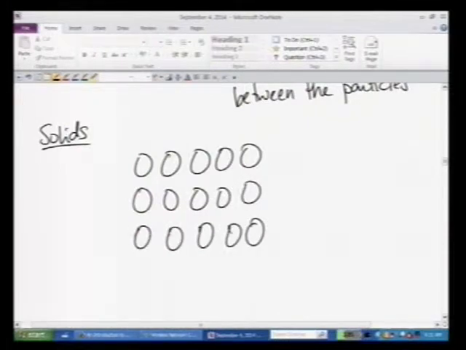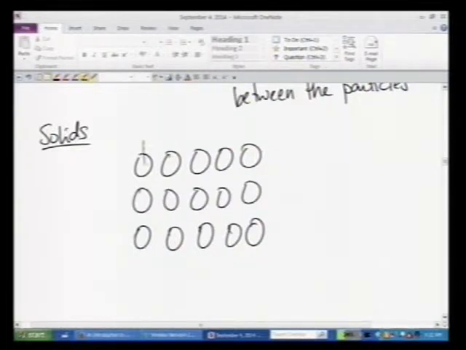Okay, this is an example of the particles in a solid, where each circle is a particle. From here on in, I'm going to use the words particles and atoms interchangeably. Okay, a particle is an atom is a particle. They go back and forth. So here's your solids.